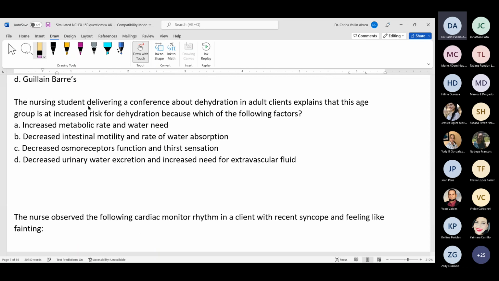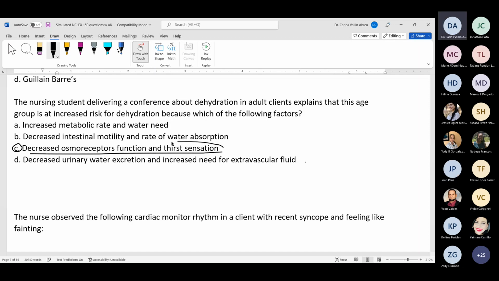The nursing student delivering a conference about dehydration in adult clients explained that this age group is at increased risk for dehydration because of which of the following factors? Why are old people at higher risk of dehydration? Increased metabolic rate and water need, decreased intestinal motility and rate of water absorption, decreased osmoreceptor function and thirst sensation, decreased urinary water excretion, and increased need for extravascular fluid. Okay, that's the reason.